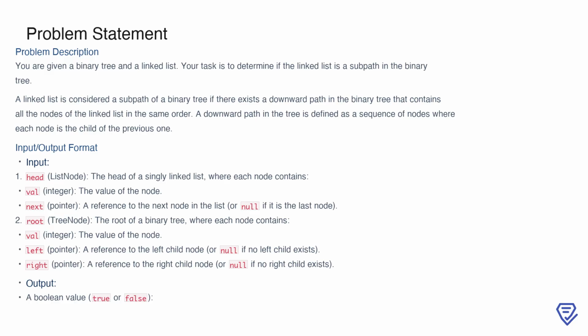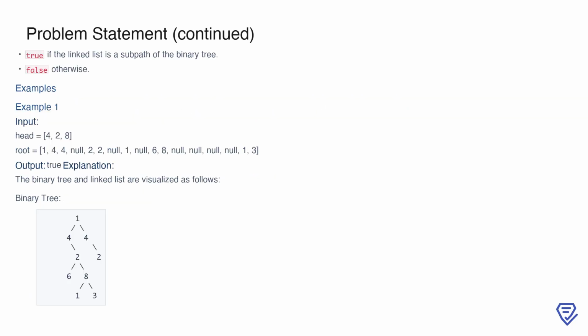For the inputs, we have the head of the linked list, which contains a value and a reference to the next node, and the root of the binary tree, which contains a value and references to its left and right child nodes. The output is a Boolean value, true if such a subpath exists, and false otherwise. The output is true if the linked list can be matched as a subpath in the binary tree, and false if no such path exists. Let's look at some examples to clarify this further.